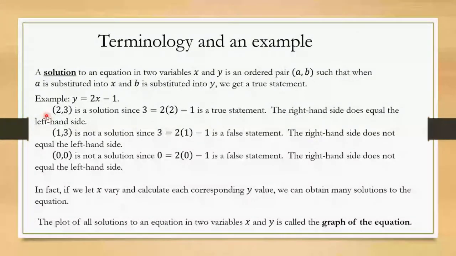Now, we can actually obtain many solutions to this equation. Namely, what we can do is let the x vary and calculate the corresponding y. If I let x be 1, by direct calculation, y would have to be 2 times 1 minus 1, which is 1. If I let x be 0, we would get y would have to equal negative 1. In other words, we can let x vary and calculate corresponding y's, and that will give us many solutions to this equation.